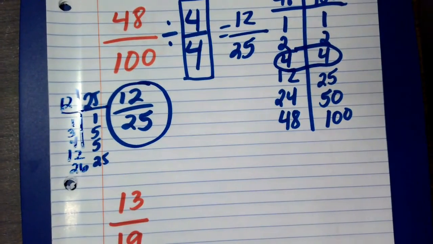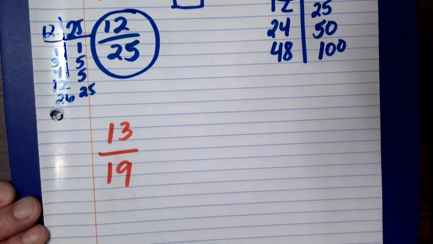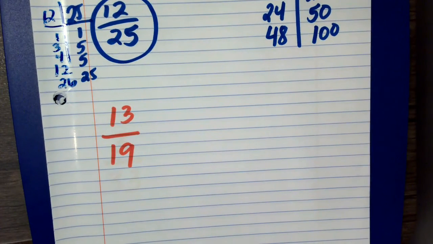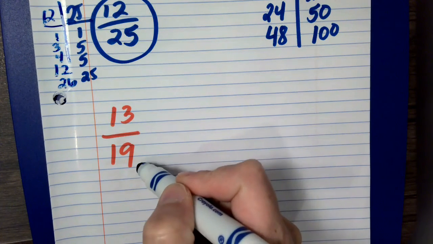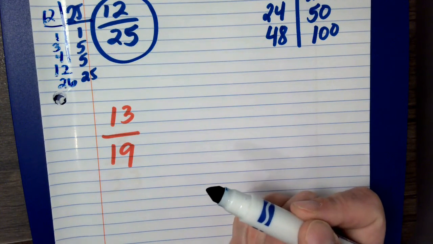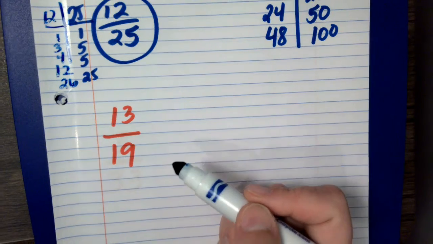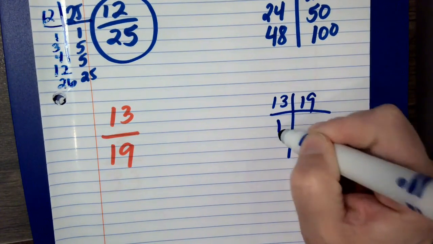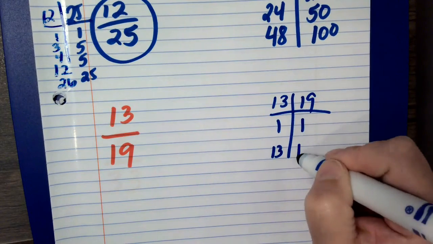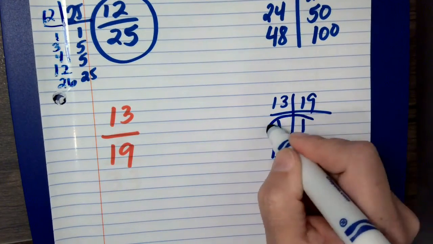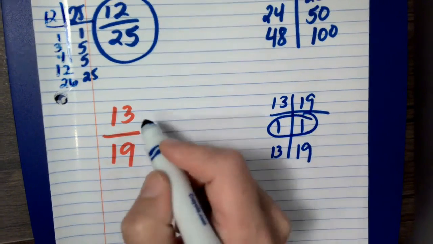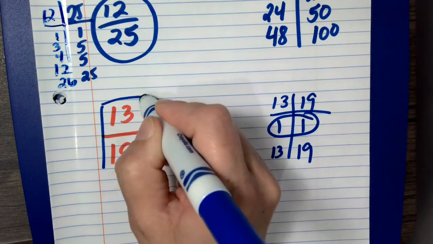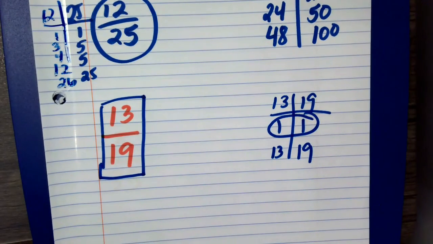Okay, moving right along, we are now going to be looking at 13 19ths. Now this is where knowing your prime numbers is going to come in handy, because if you know about 13 and 19, you'll know that those two are both prime numbers. The only way that I can make 13, if I make my T-chart here, is 1 and 13, and the only way to make 19 is 1 and 19. The only thing common that I have between the two of them is 1, so 13 19ths is actually already in simplified form.